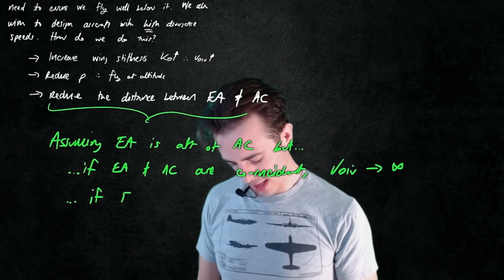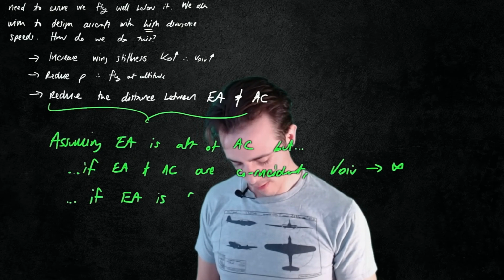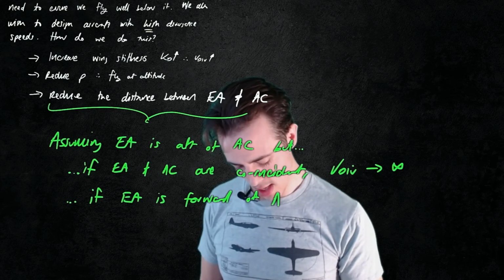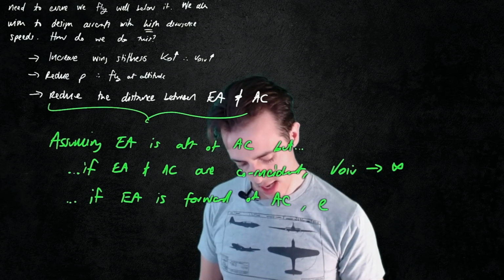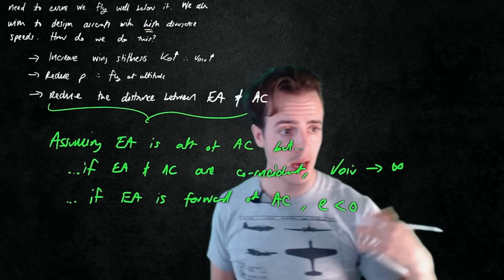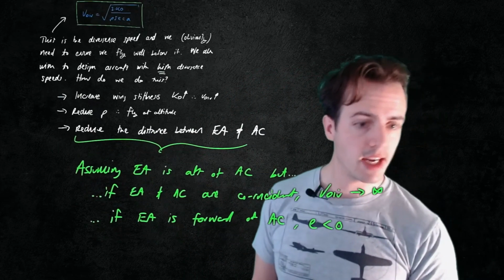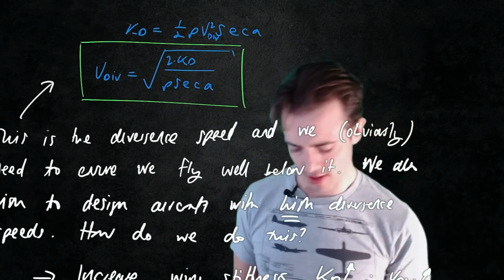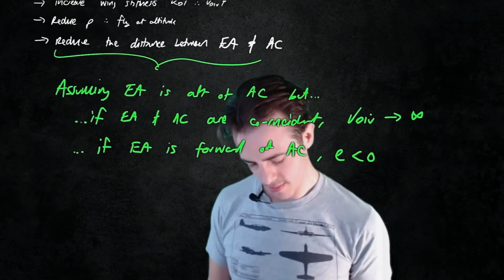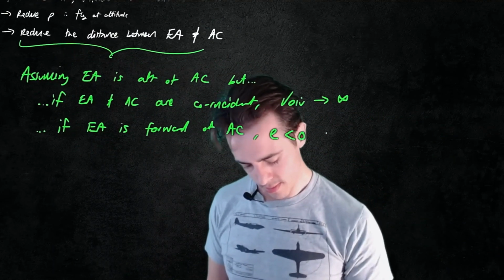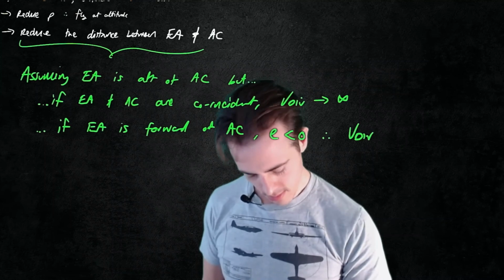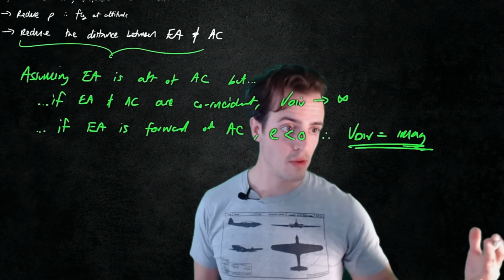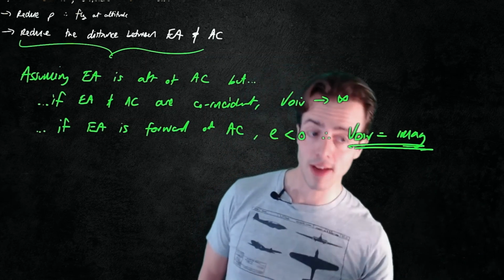If the elastic axis is forward of the aerodynamic center, then E becomes a negative number. We then end up with the divergent speed as the square root of a negative number, and we end up with an imaginary divergent speed. And if we have an imaginary divergent speed, we can obviously never actually reach that.